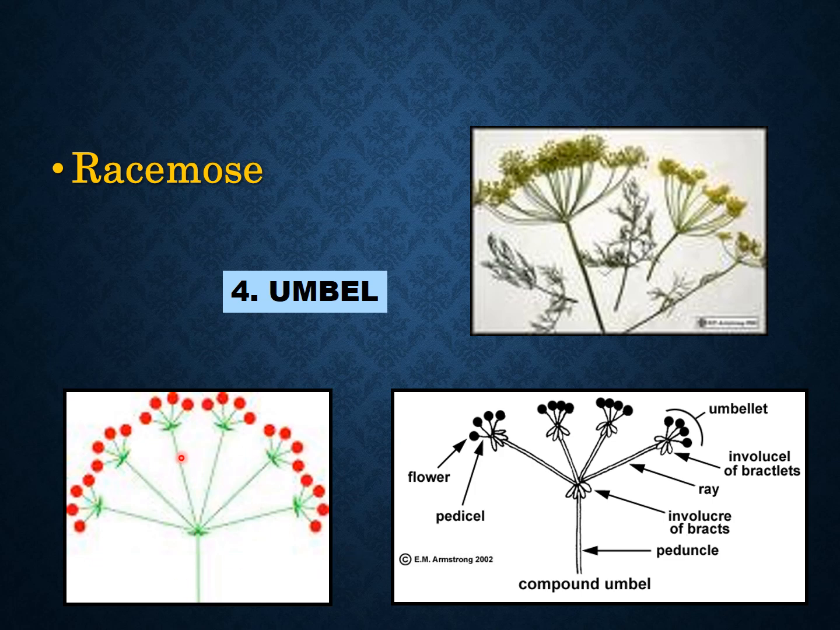This is the umbel inflorescence, right? Here you can see the flowers arise from the same point and reach the same level. So it's called umbel. And this is the type of compound umbel, and this is the type of simple umbel inflorescence.